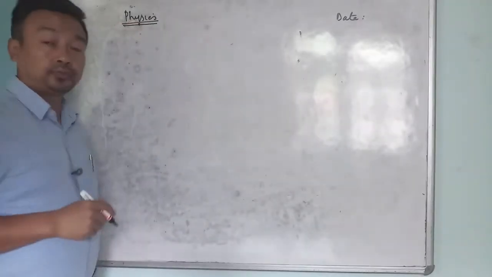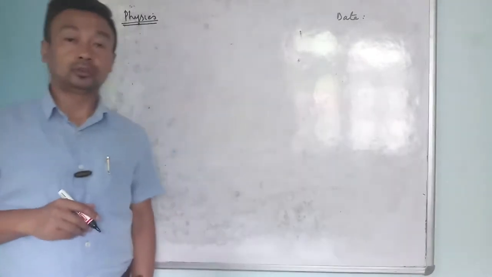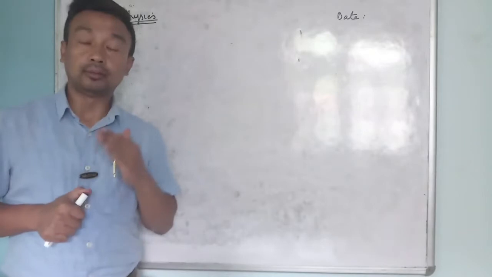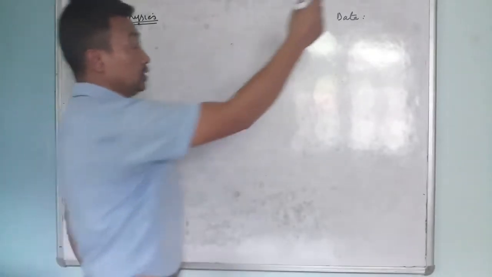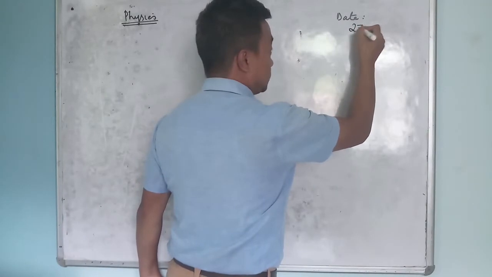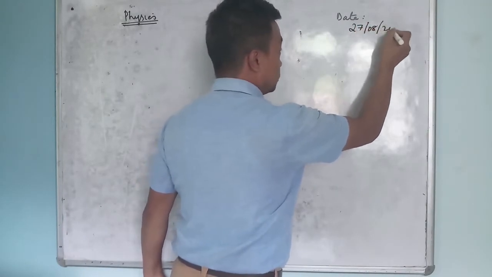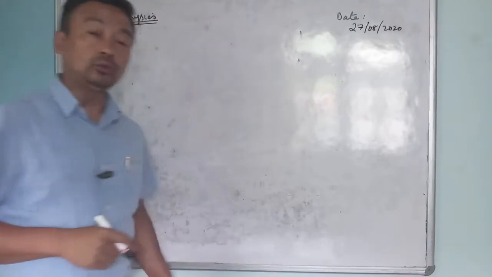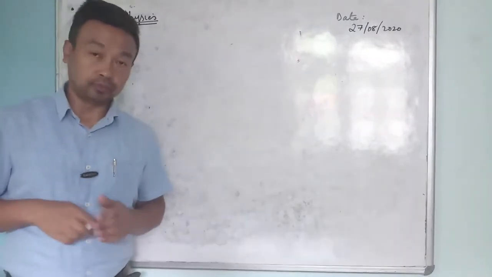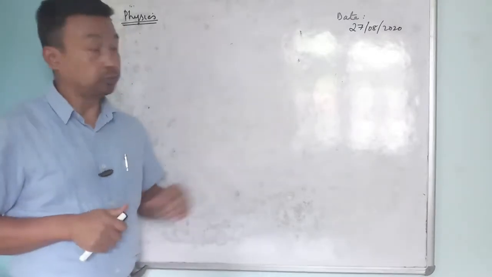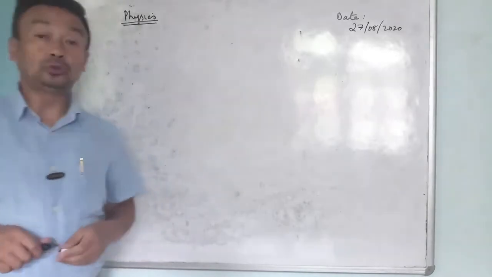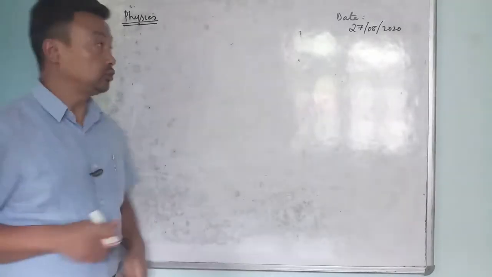Okay, in the last class, we were discussing the new chapter, that is electricity and magnetism. And today, the date is 27 August 2020. We will be continuing with the same chapter, electricity and magnetism. In the previous class, before we concluded, we had discussed two topics, or two physical quantities, in this chapter.